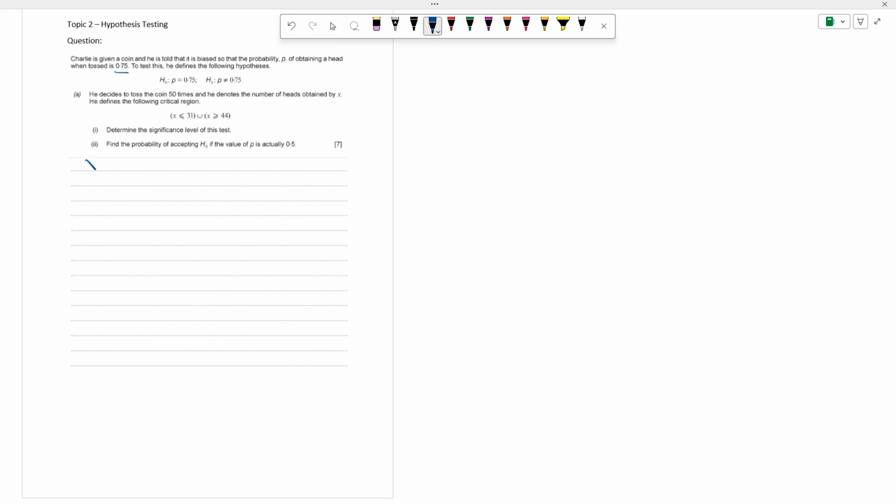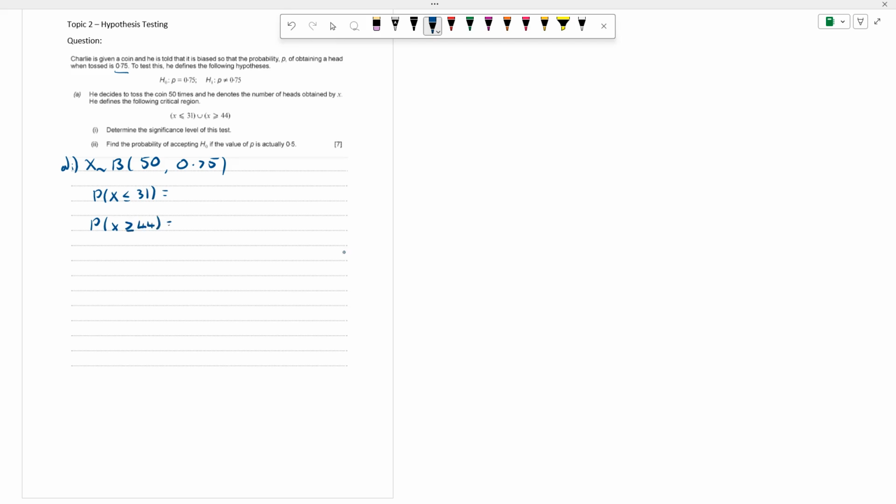Okay, so I know that if I'm using his X, it should be binomial with 50 and 0.75 that I'm going to use here. Now I got rid of part B here because we don't need it. So there's just 2 things I need to do. Determine the significance level. To determine the significance level, I'm going to work out the probability of each of these happening. So the probability that X is less than or equal to 31, I'm looking at what that probability is, and the probability that X is greater than or equal to 44.